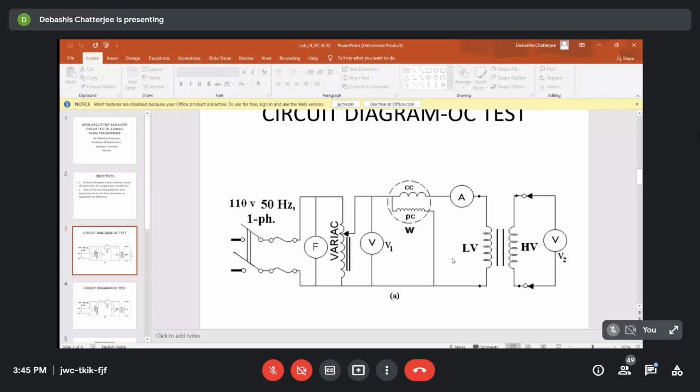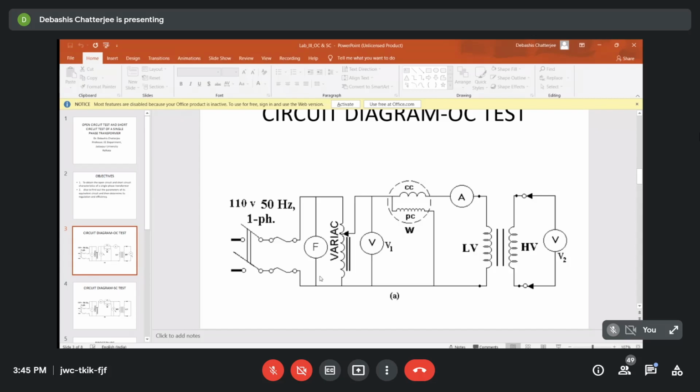Now, the input side is your low voltage side, where we have connected an ammeter, a wattmeter, and a voltmeter, and the power supply is through a variac. I think in first year also there was no lab, so you haven't seen all these equipments at all. The frequency meter is also connected here. So that is the handicap.